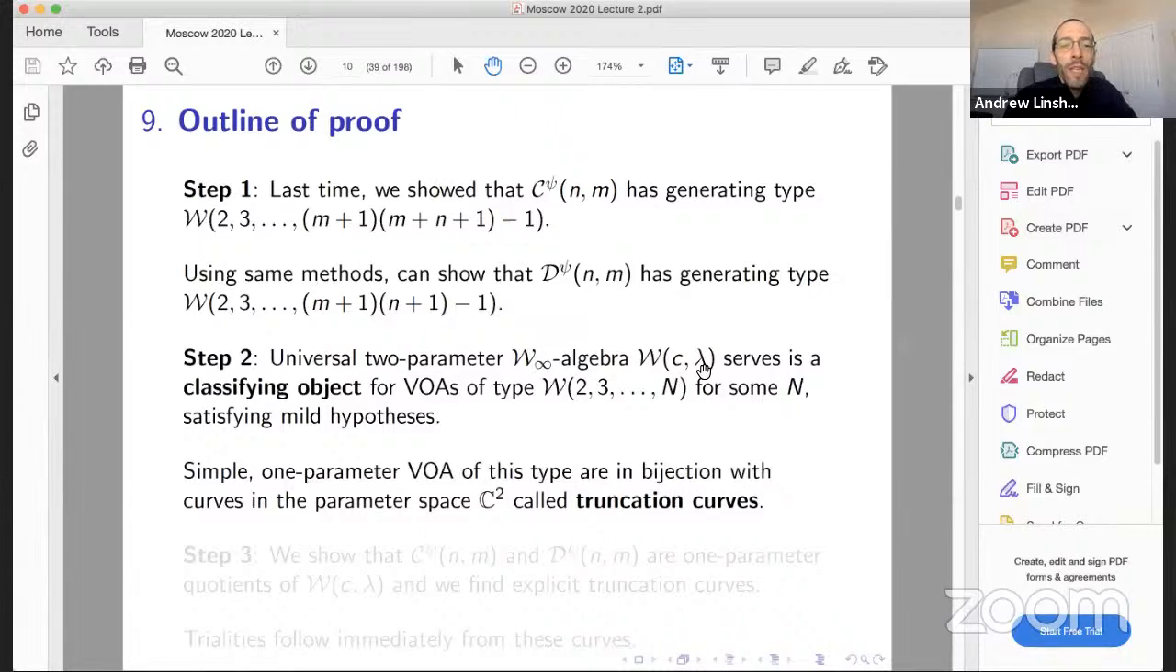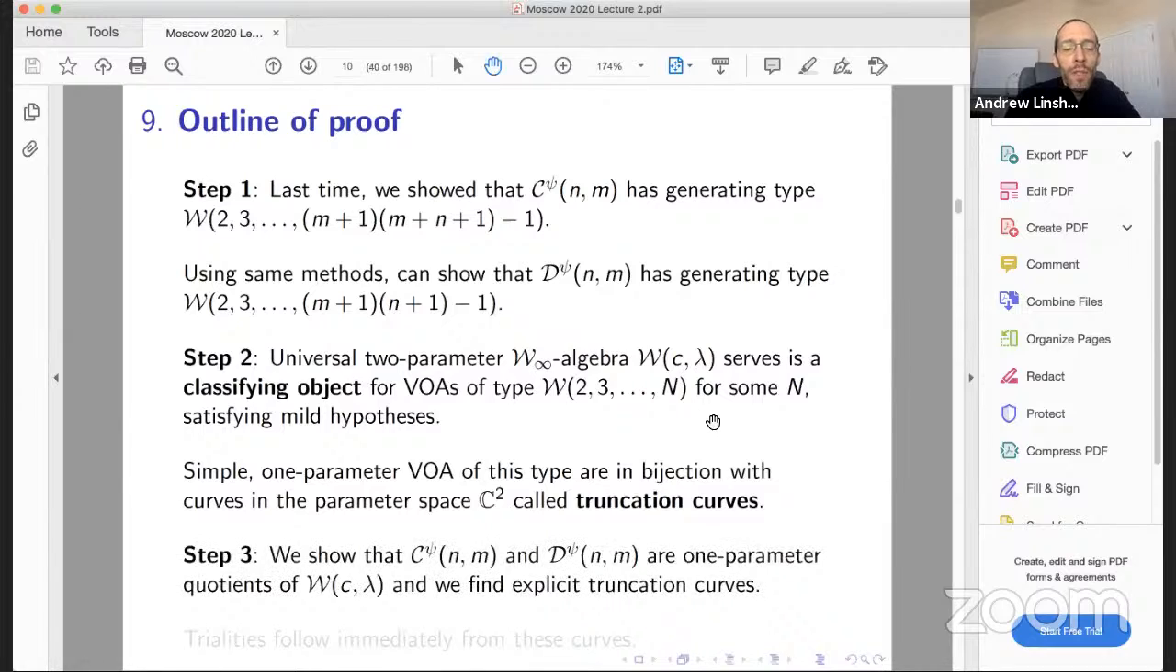It's a W-infinity algebra, meaning that it has one generating field in each weight 2, 3, all the way out. So it's not finitely generated, but it has many one-parameter VOAs that arise as quotients. The one-parameter quotients are in bijection with certain curves in the plane that I'll call truncation curves. And all VOAs of this type arise as such one-parameter quotients. So it's kind of a classifying object for these VOAs.